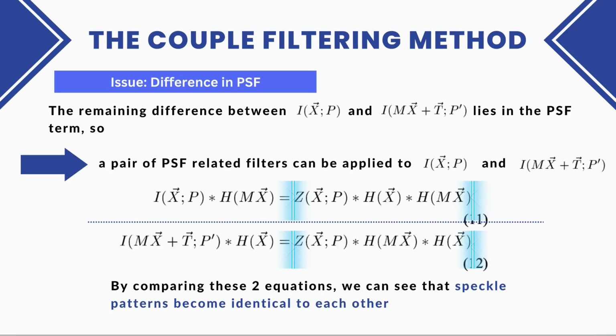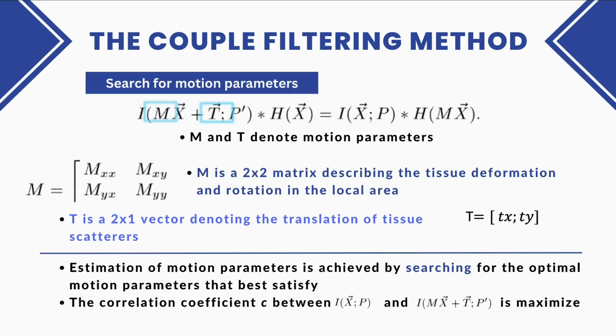After that, the remaining difference between the speckle before and the speckle after lies in the PSF term. We can see one of them is expanded by the coefficient m and the other is not. Then the filters will be applied to the speckle before and the speckle after. By comparing the two equations, we can see that the speckle patterns become identical to each other. The procedure of making the speckles before equal to the speckles after is called the couple filtering method.